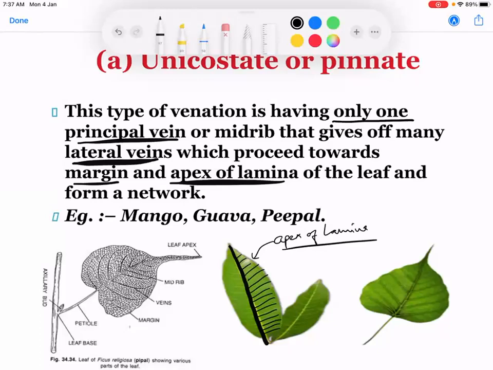Ready? So if you see the first diagram, this is the midrib. Ready? This is the first vein, it is going off here, second going off here, third going off here, fourth going off here, like that. Ready? Here, like these, it is going.